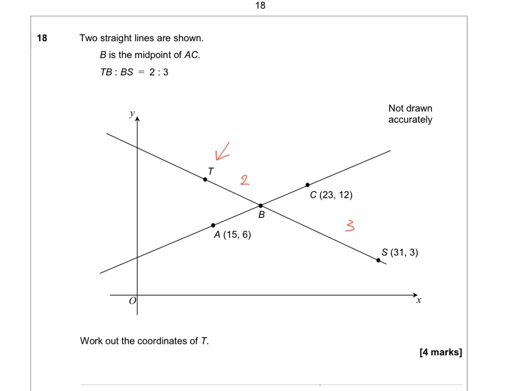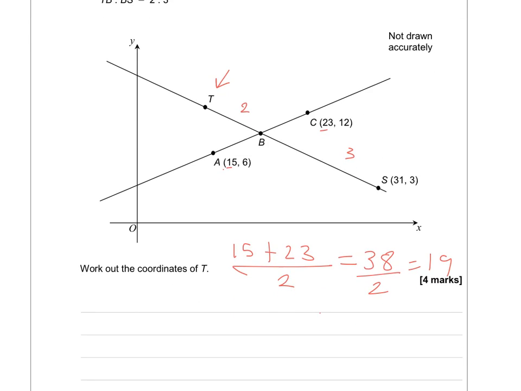The first thing we're going to do is work out the coordinates of B, because it's the midpoint of AC. So, if we take 15 and 23, first of all, add them together and halve them, we get 38 over 2, which is 19. That's the x-coordinate of B. If we do the same with the y-coordinates of A and C, so 6 plus 12 divided by 2, that gives us 9. So the coordinates of B are 19 and 9.